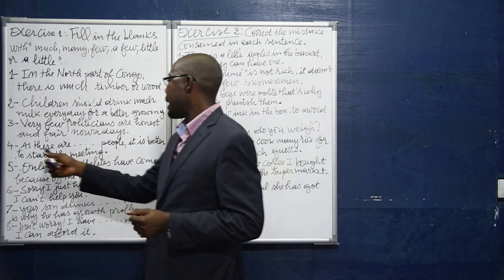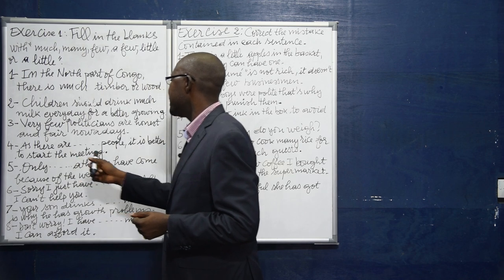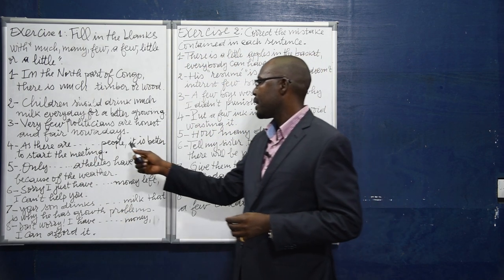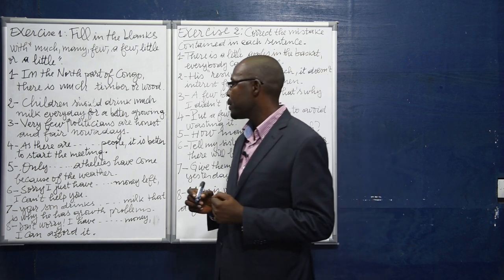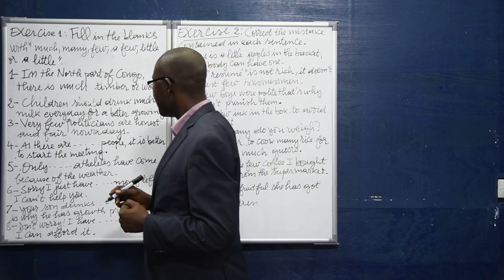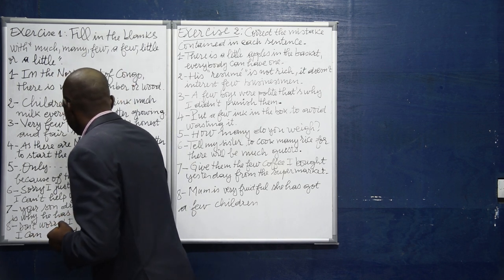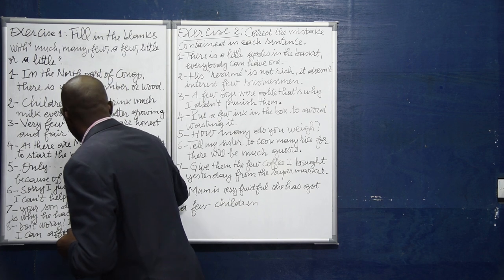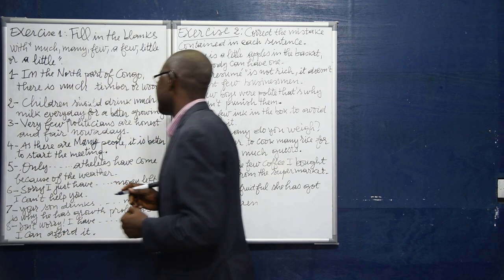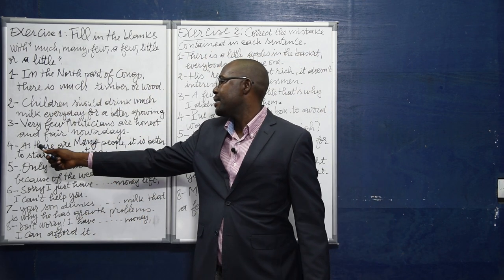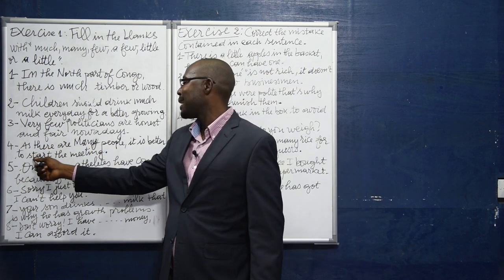Number 4, there are people, it is better to start the meeting. People, can we count people? Yes, we can count. 1, 2, 3. So what can we use? Much? Few? No. We use many. So we can say, as there are many people, it is better to start the meeting.